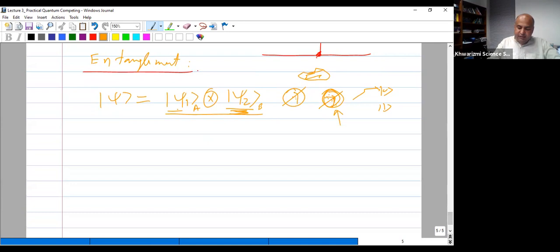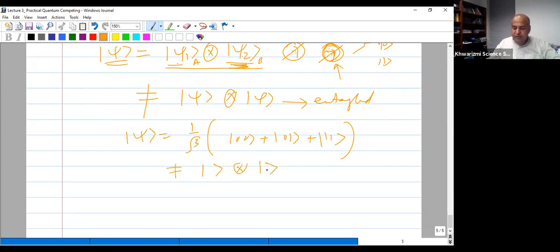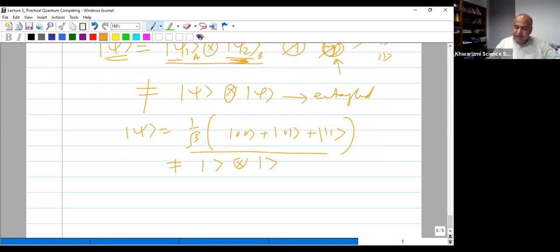But if we cannot write the state of the system as a product of two states, then we say that this is a state that represents entangled qubits. Let me give an example. For example, if I have a state like this, 1 over square root 3 times (0,0 plus 0,1 plus 1,1). So now you can do whatever you want, but you will never be able to write it as a tensor product of any single states. So this represents an entangled state.